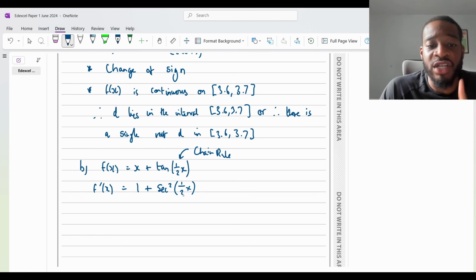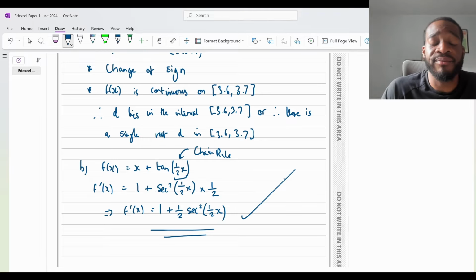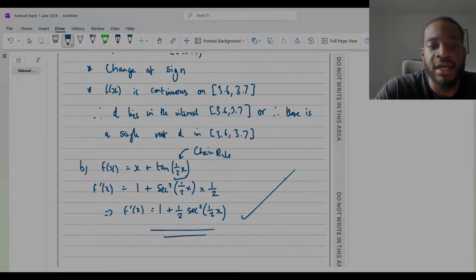like that. And then once we've done this, we times by the inside differential. So we're going to differentiate the inside argument, which is differentiating a half x, which is a half. We're going to times it like that. So therefore, f dash of x is just equal to 1 plus 1/2 sec squared a half x. And that is it for part B. 2 marks in the bag.